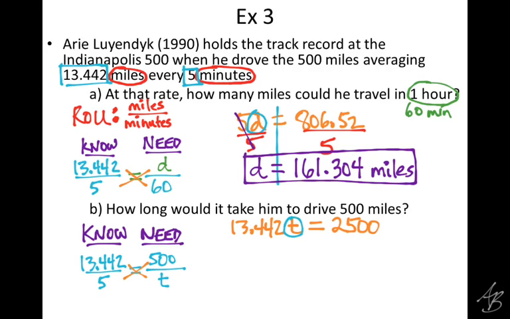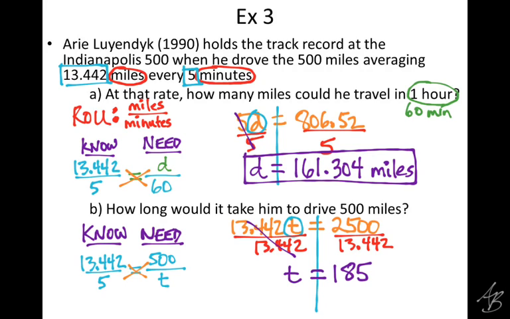All right, cool. We want to get that T by itself. Draw your line. Divide by 13.442. Just a heads up, we're going to get a big long decimal. Let's round this to the nearest hundredth. All right, so we're talking about the number of minutes. We'll round to the nearest hundredth. It's not going to be minutes and seconds. Keep that in mind. It's just going to be the number of minutes. And so we get T is equal to 185.9842, and so on.